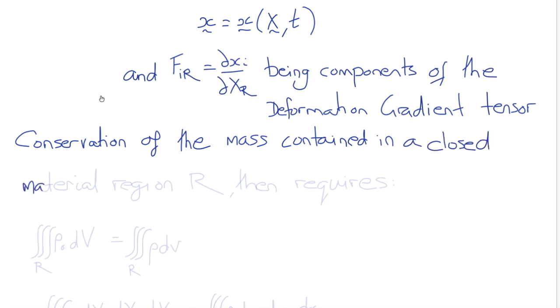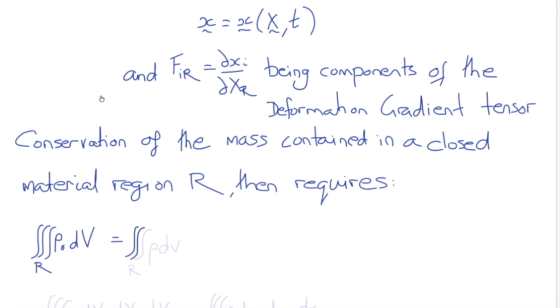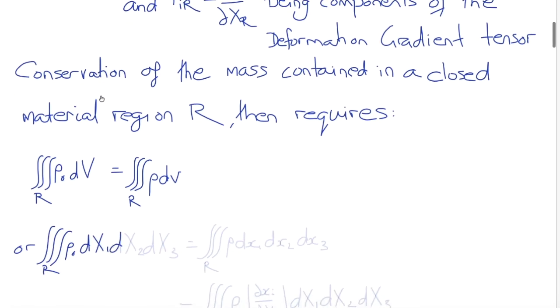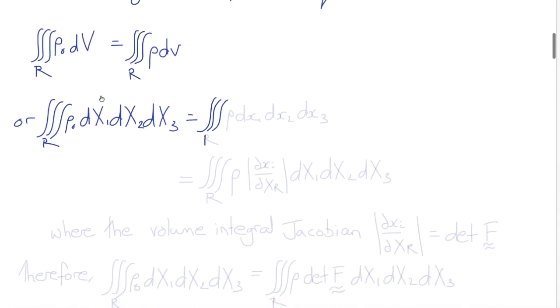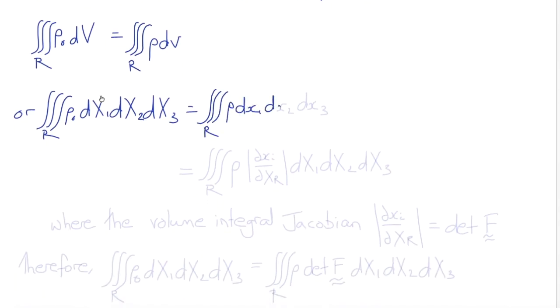Conservation of the mass contained within a closed material region R can then be expressed as follows. The triple integral over the region R of rho naught, the undeformed density, with respect to volume in the undeformed state, is equal to the triple integral over R of the deformed density with respect to the deformed volume, dV. Or, writing this in components, the triple integral of rho naught with respect to dX1, dX2, and dX3, is equal to the triple integral over R of rho, the current density, dx1, dx2, dx3.